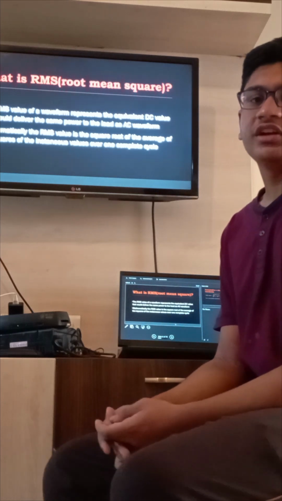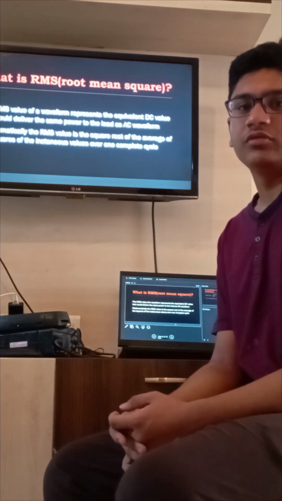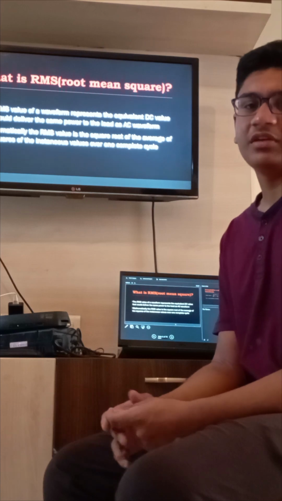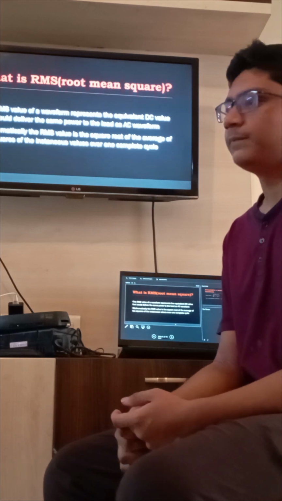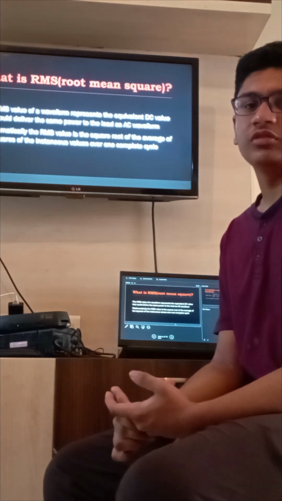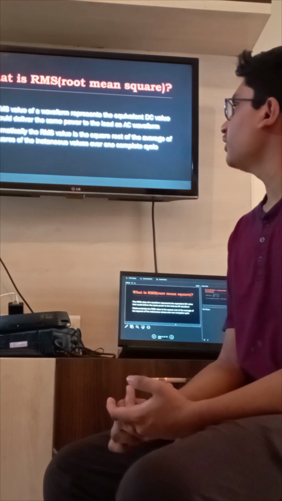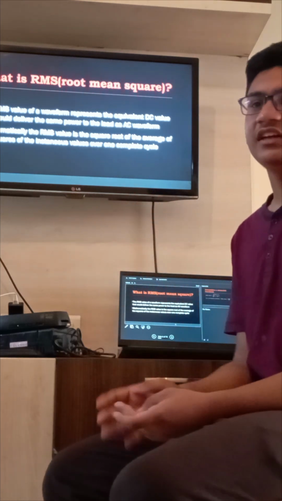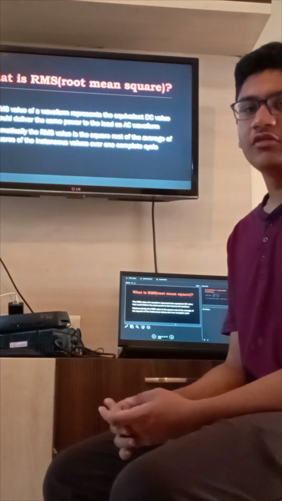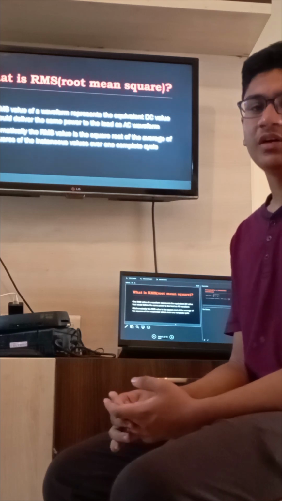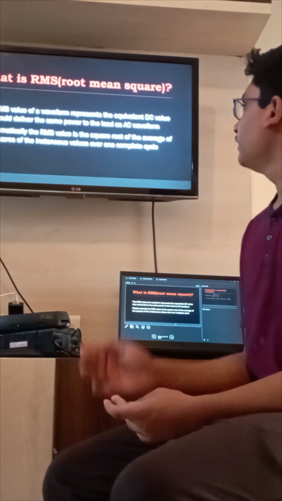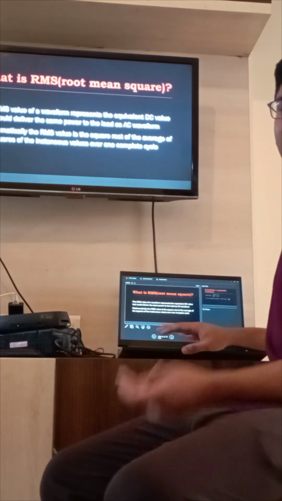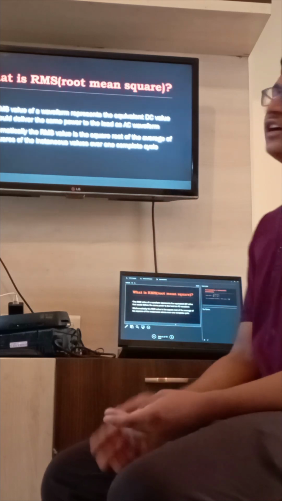Now we come to a new term, RMS value. The full form of RMS is root mean square value. The RMS value represents the equivalent DC current which will produce the same amount of power as the AC waveform. So it will deliver the same amount of power to the load.